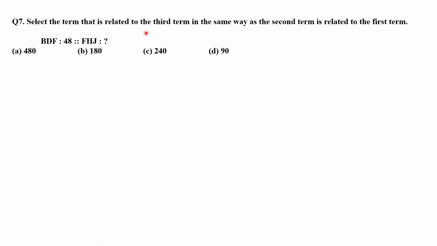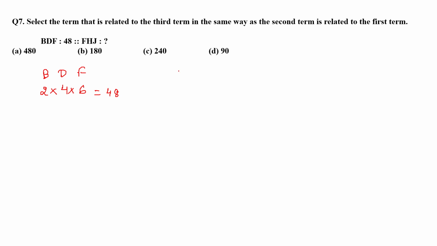Select the term that is related to the third term in the same way as the second term is related to the first term. So you have to find the relation first. If you see B, D and F in the alphabetical order, B is in the second place, D is in the fourth place and F is in the sixth place. If you add 2, 4 and 6, you get only 12, not 48. But if you multiply all, 2 into 4 into 6, 2 4s are 8, 8 6s are 48.